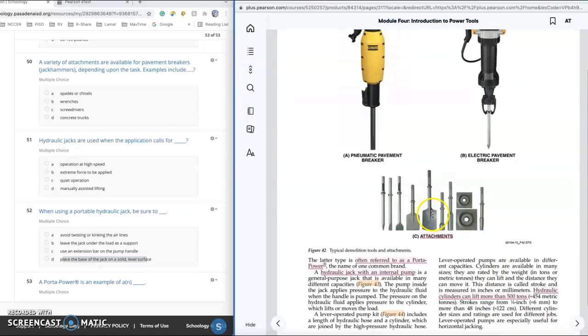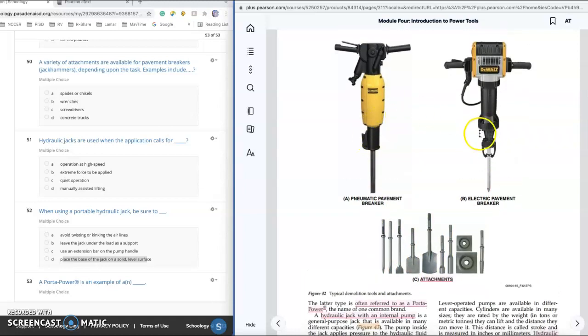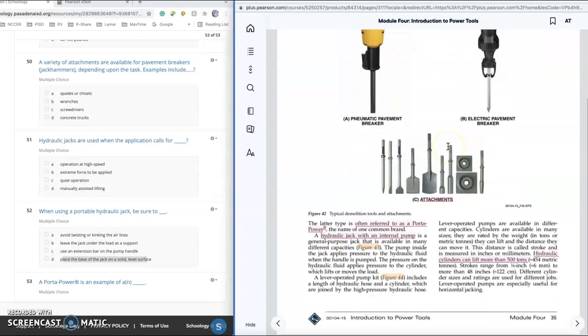Okay, these are the different attachments for the pavement breakers: chisels, spades, pavement breakers. This could be an electric one. Yeah, electric. They make electric ones and air-powered ones. 50 to 90 pounds.